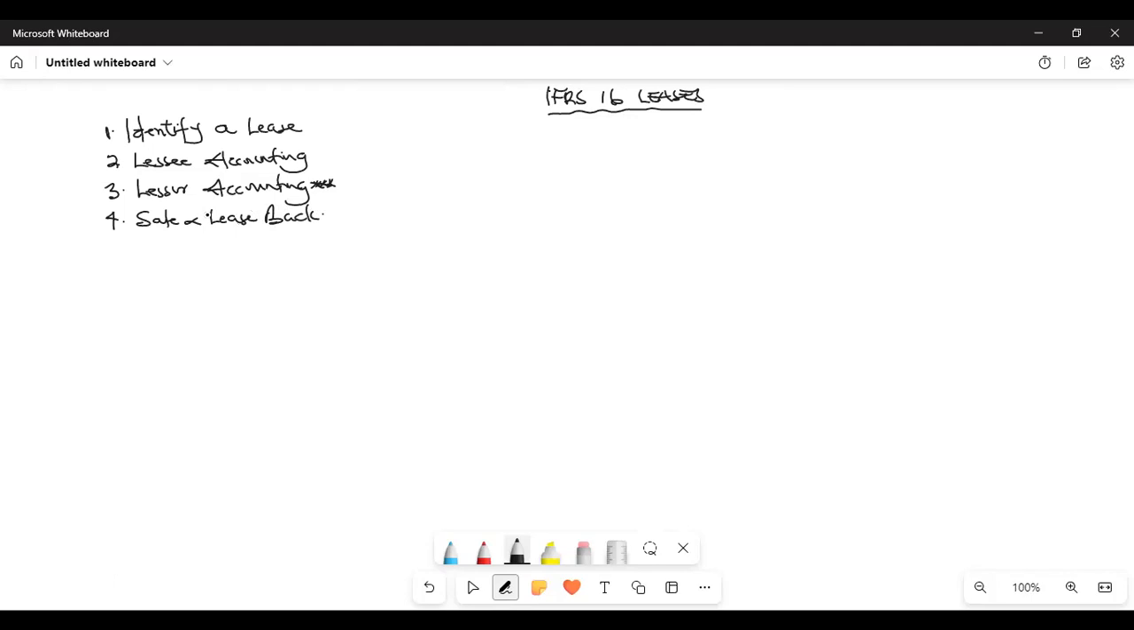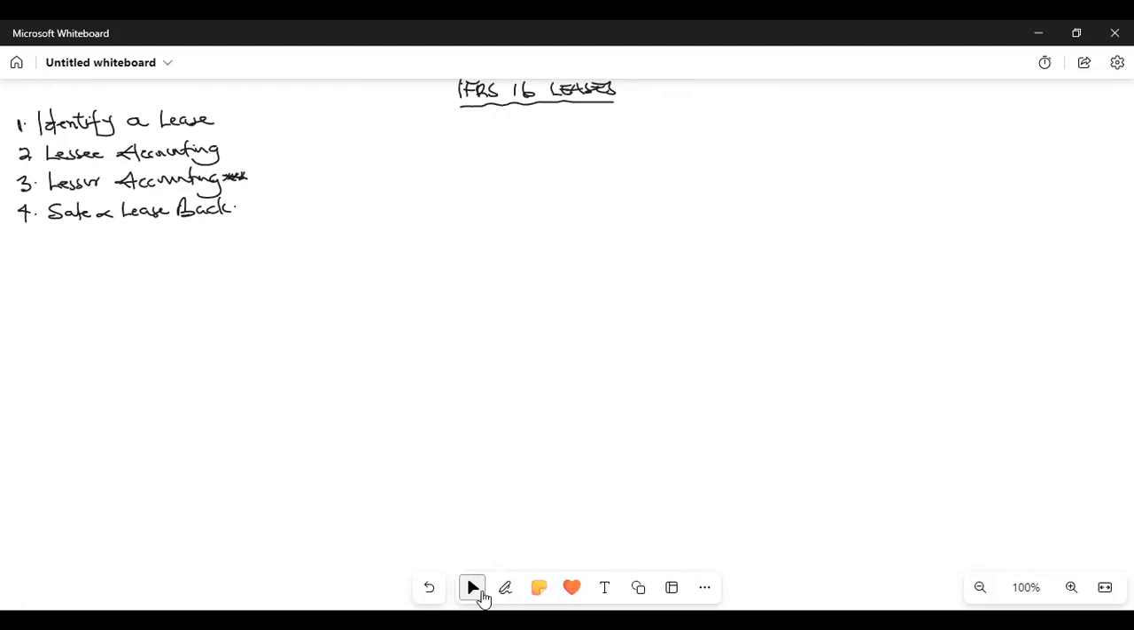All right. So these are basically what we are going to be looking at. So let's pick it up and start achieving these objectives. First of all, we want to know how to identify a lease. And for us to know what a lease is in the first place, we need to know the definition, because the definition is what will help us know what we are dealing with. So first of all, let's take the definition of a lease.